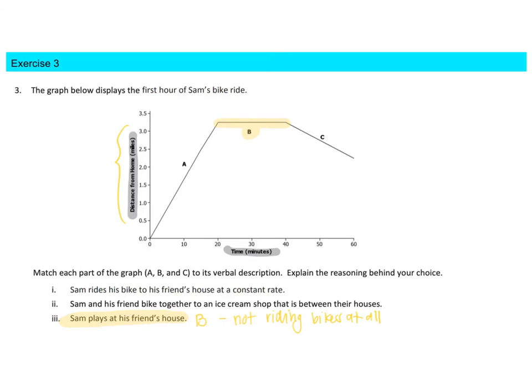Okay? From there, there's a few things happening. So the first thing, it says Sam rides his bike to his friend's house at a constant rate. The next one, they bike to an ice cream shop that's between their houses. So what has to happen first? Well, he has to go to his friend's house first. So that's going to be this section right here. Okay, it's when he goes to his friend's house because they can't go to the ice cream shop unless they're together, right? So this is part A. This happens first.